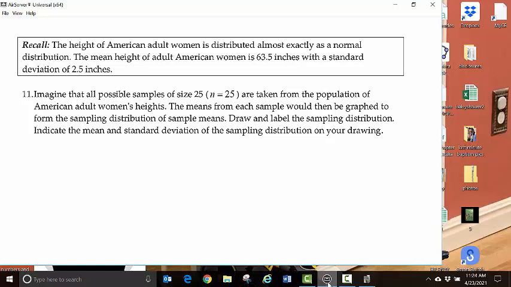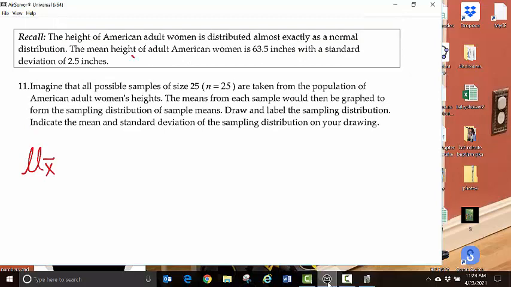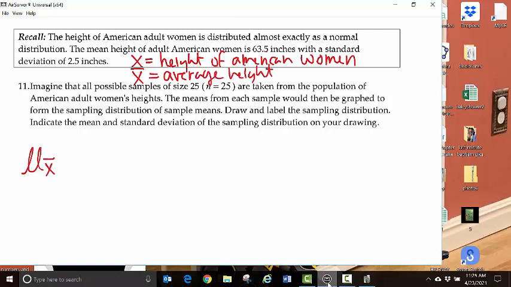Yeah, sleep, yeah. Okay. So again, what's our new mean going to be? X was the height of American women. And those are the problems we just did above. So now we're talking about X bar being the average height of a sample of size 25. So that's how it changes.